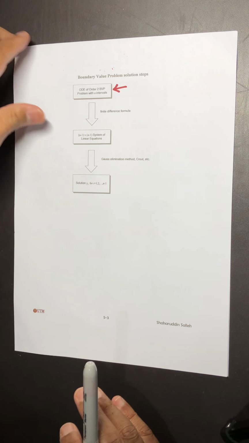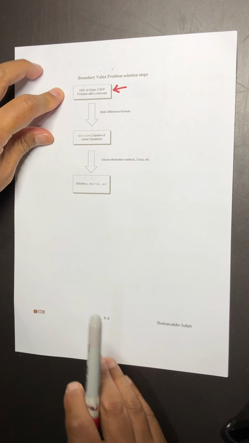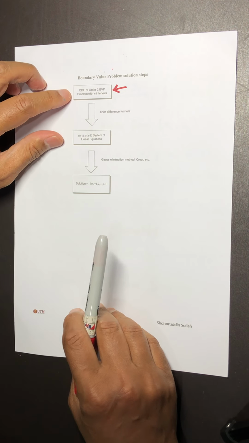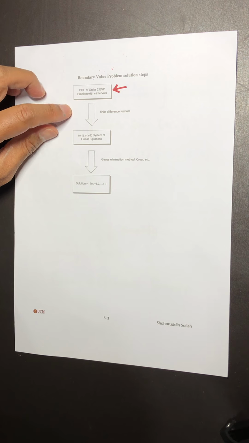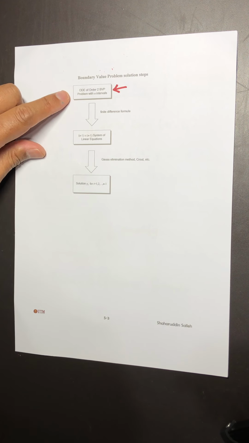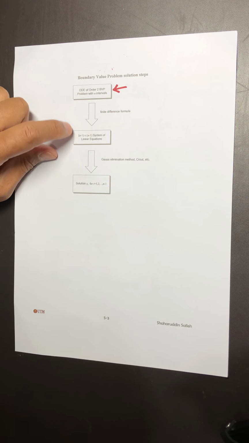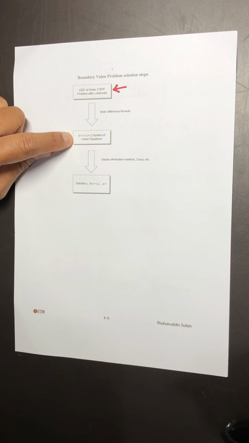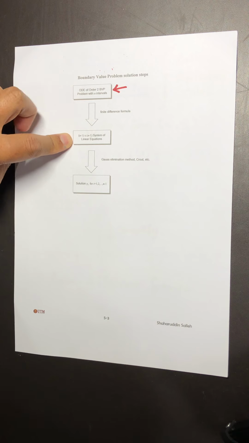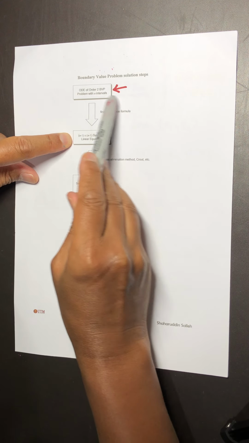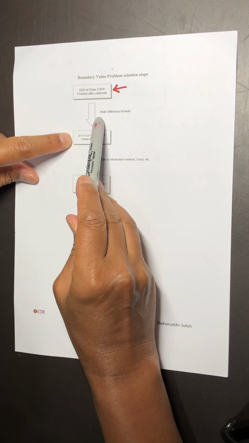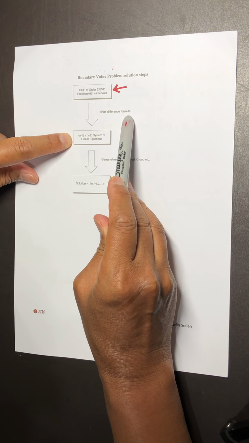Okay, so the problem can be solved with this description here. We need to have two stages, two steps actually, to solve this problem. First, the given problem is reduced into a system of linear equations of size n minus 1 by n minus 1. So in order to do that, we need to find the finite difference formula. So this is the first part of the problem, to find the finite difference formula.